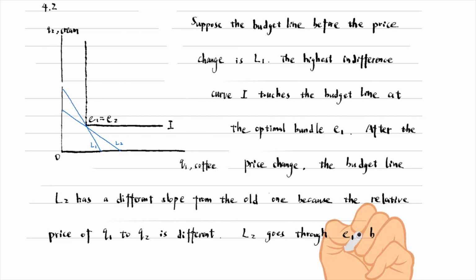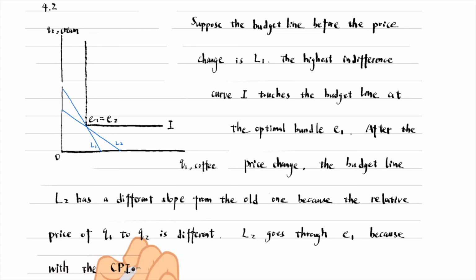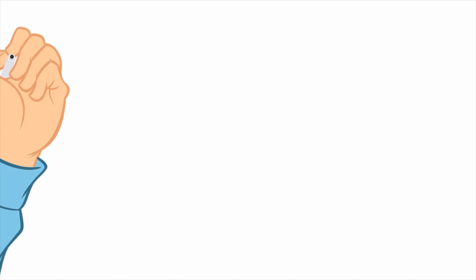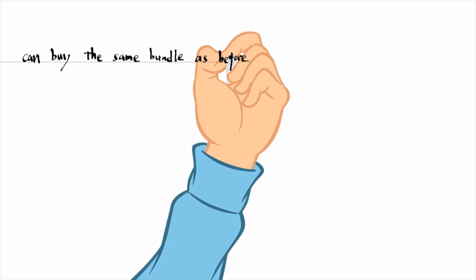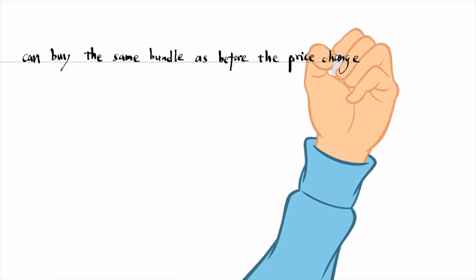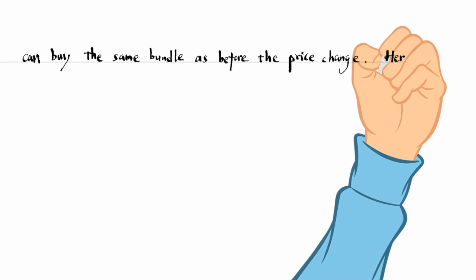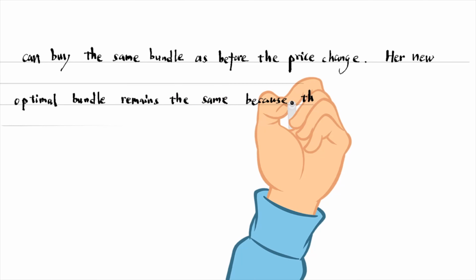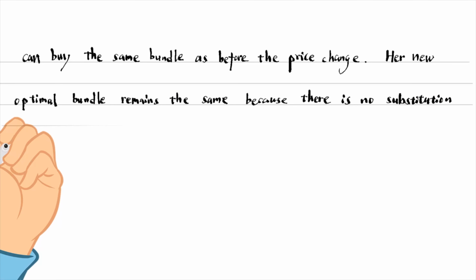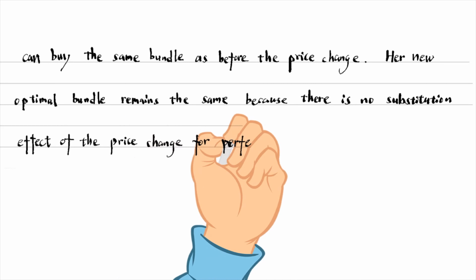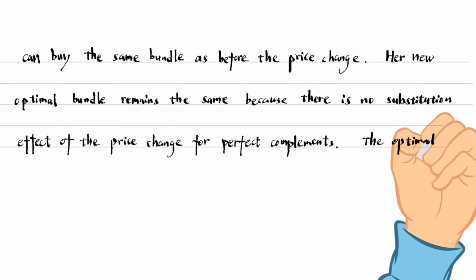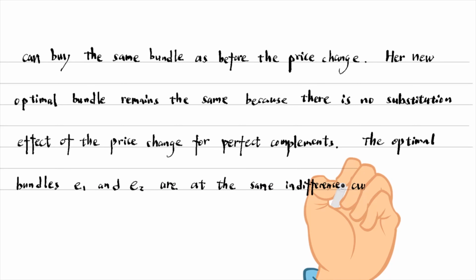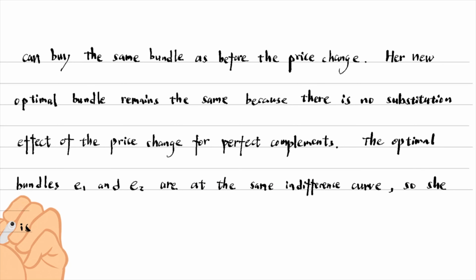L2 goes through E1 because with the CPI-based cost of living adjustment, the consumer can purchase the same bundle as before the price change. Her new optimal bundle remains the same because there is no substitution effect of the price change for perfect complements. The optimal bundles E1 and E2 are at the same indifference curve, so she is equally well off.